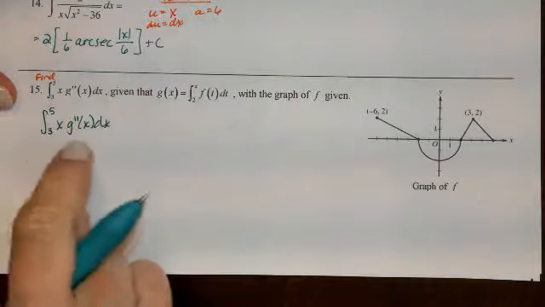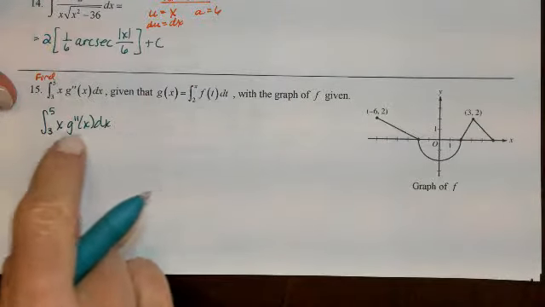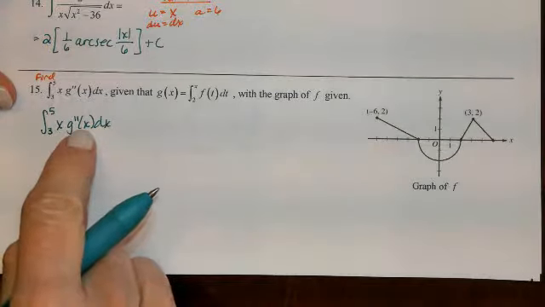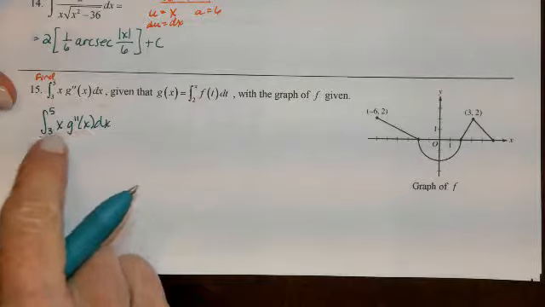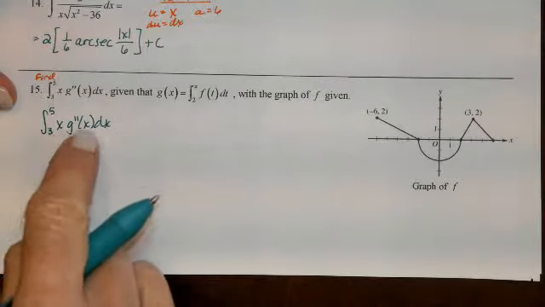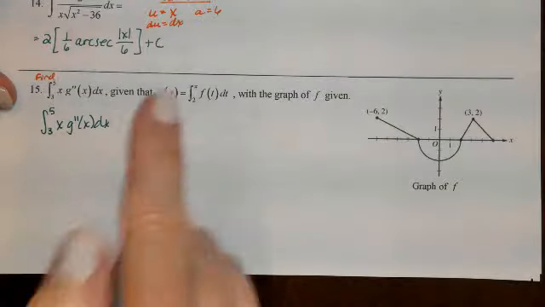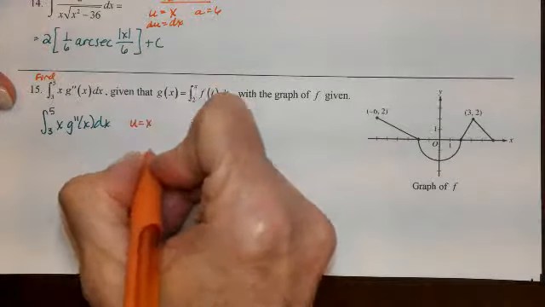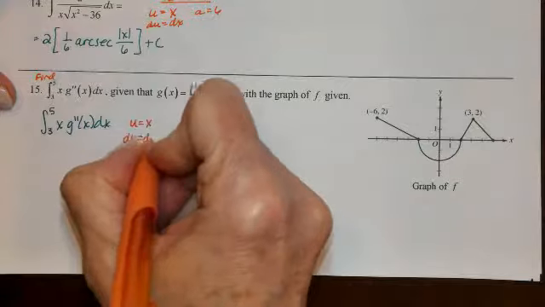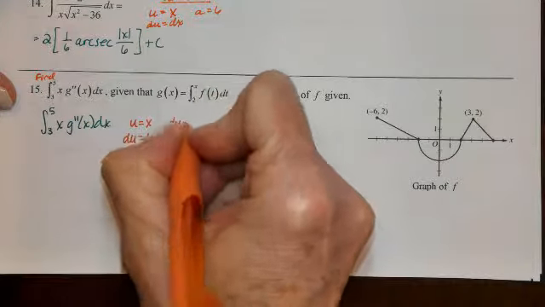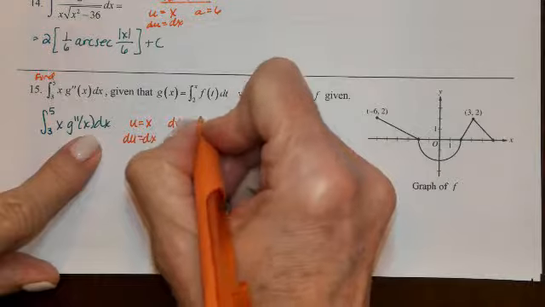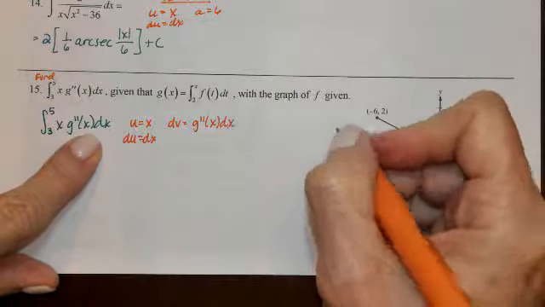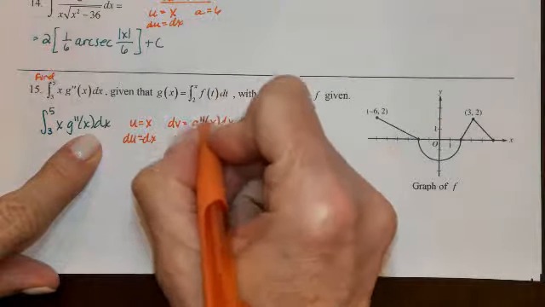Let's take a look at this. What I see here is a need to do by parts. I see x and I see some function of x, right? So I see that I can do by parts on this. So I'm going to come off to the side and do by parts on it. u is equal to x, so du is dx. dv is everything else. So v is the integral of this.